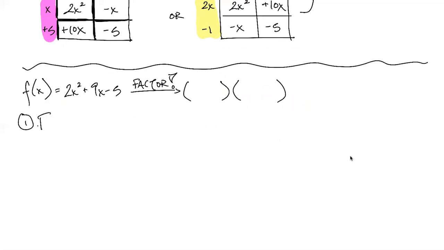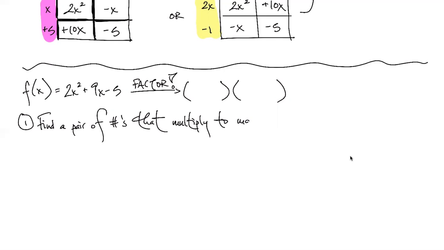I want you to find a pair of numbers that multiply to make -10 and add or subtract to make +9. Okay? Now, we'll talk more about where those numbers came from, but right now I want us to think about a pair of numbers that multiply to make -10 and add or subtract to make +9.